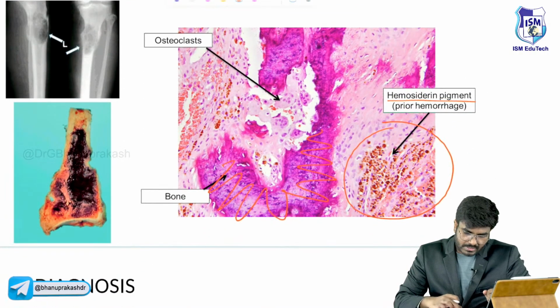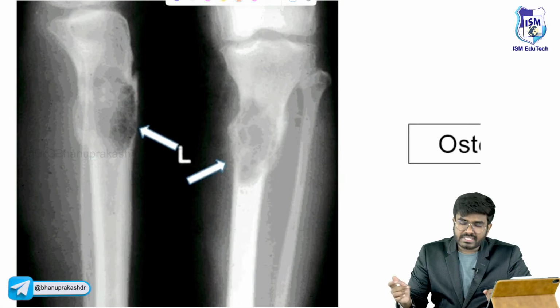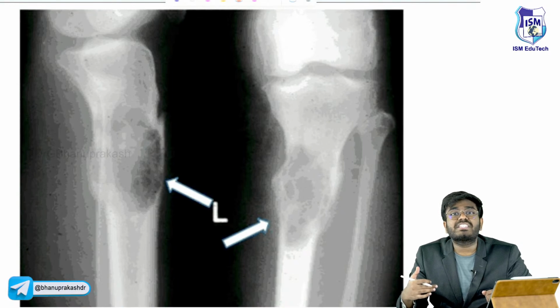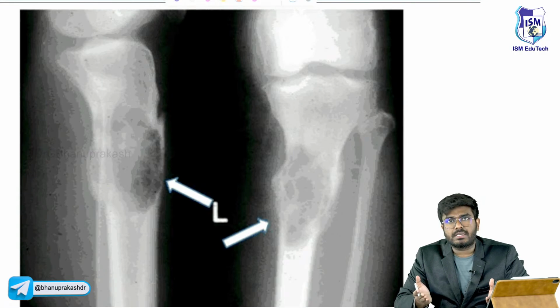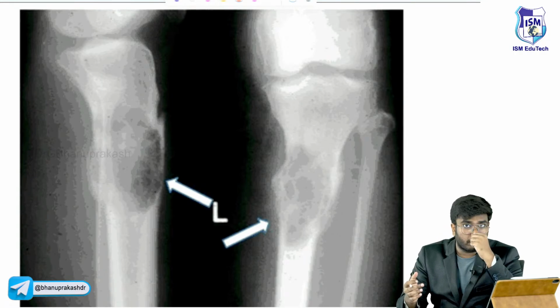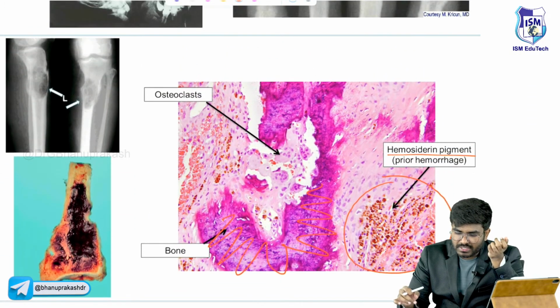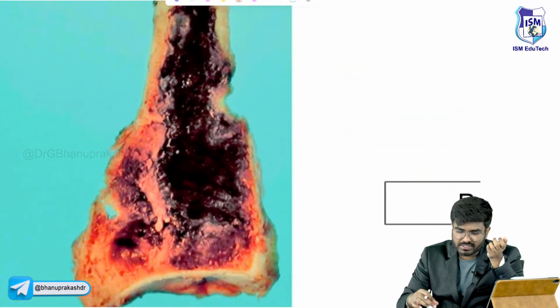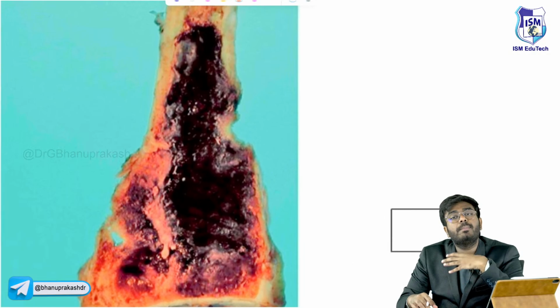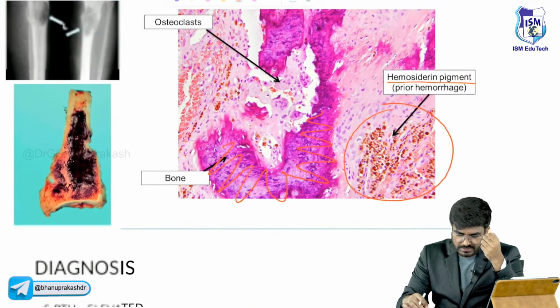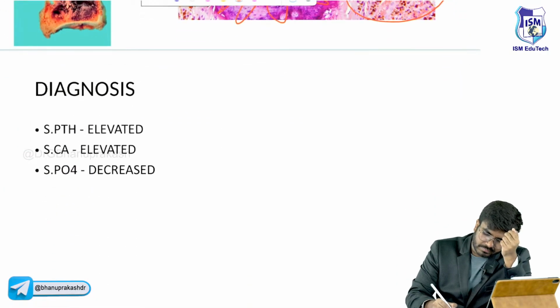After this, in X-rays, what you are seeing here is not a tumor, although it looks like a tumor in the bone. These are hemorrhagic cysts. Hemorrhage happens in the bones, forming cysts. These are called brown tumors or osteitis fibrosa cystica. This is actually the bleeding that's happening in the bone.